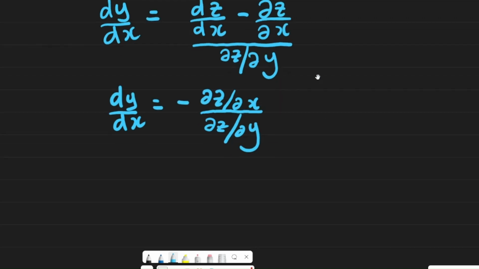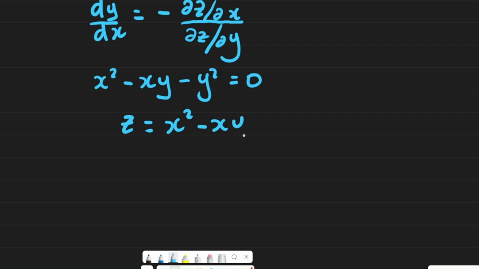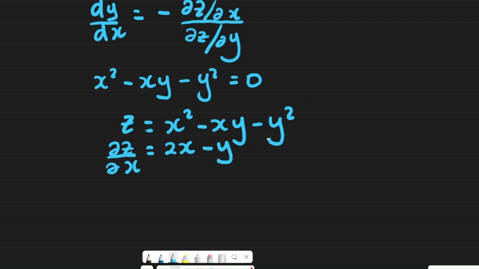So back to our original problem. We had x squared minus xy minus y squared equal to 0. And all we need to do to find dy/dx is to just use this formula. So the first step is to let z equal to this function. So we'll state that z is equal to x squared minus xy minus y squared. And we firstly compute ∂z/∂x. So ∂z/∂x is equal to 2x minus y. Of course, we treat y as a constant, and then we do the same with y. ∂z/∂y is equal to minus x minus 2y.